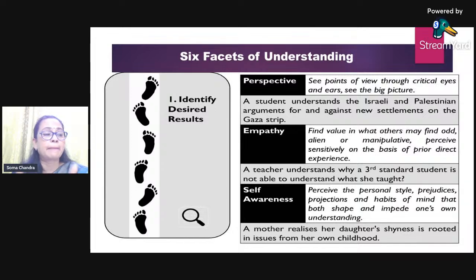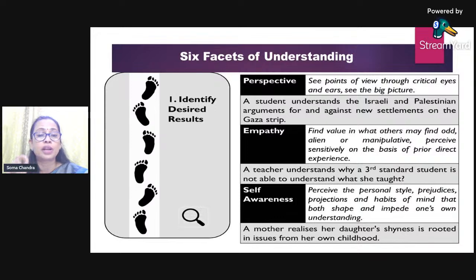The fifth point is empathy. Find value in what others may find odd or alien, and perceive sensitively on the basis of prior or direct experience. Like a teacher understanding why a third standard student is not able to understand what she's taught. Have empathy. When a parent comes and says your child is not focusing, she is not able to write, we have to find out and then talk to the parent individually. Being empathetic is very, very important. At times, we can give inclusive instructions, individualization.